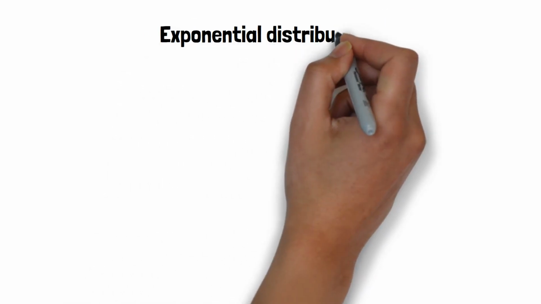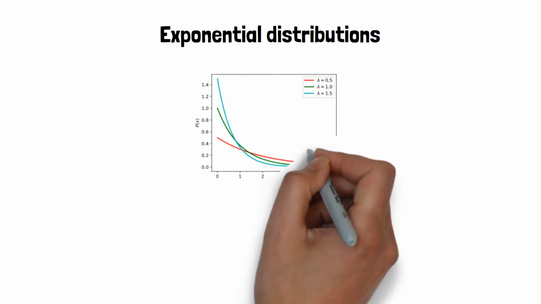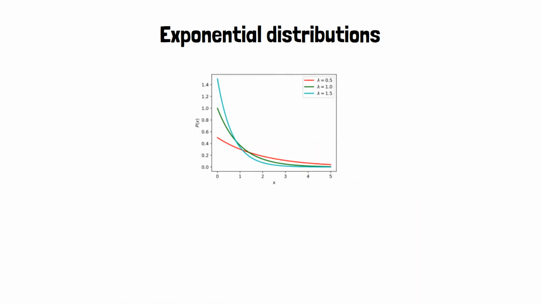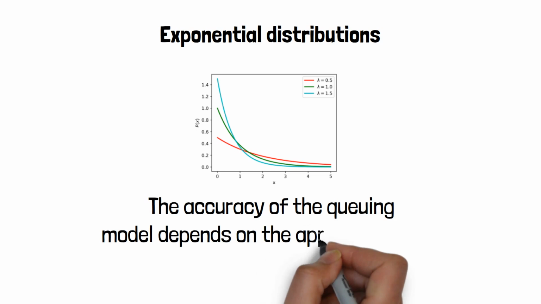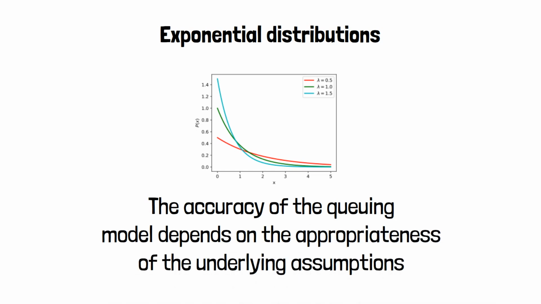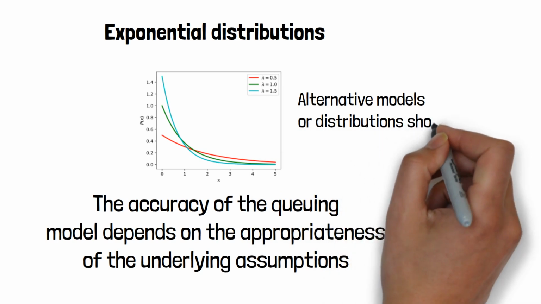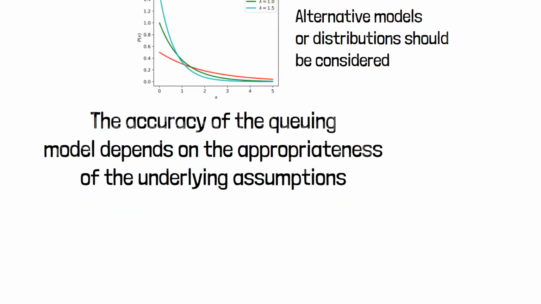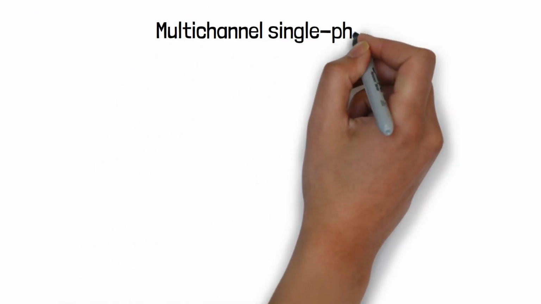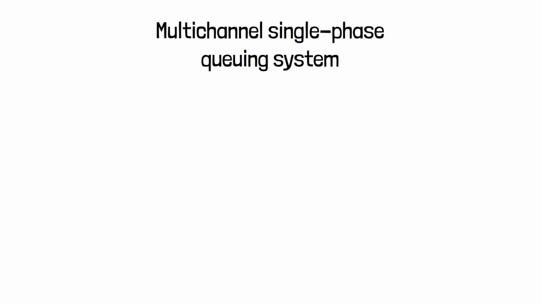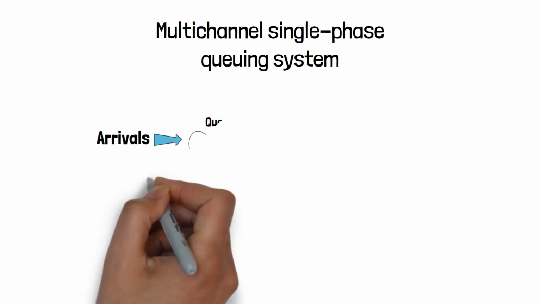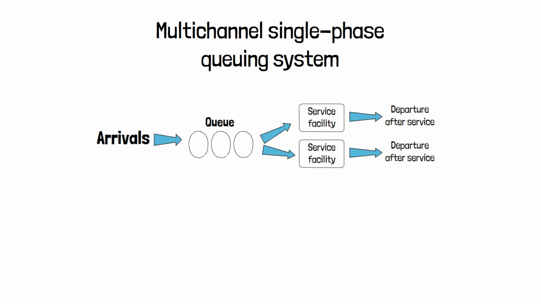Before using exponential distributions to build queuing models, the quantitative analyst should determine if the service time data fit the exponential distribution. This step is crucial because the accuracy of the queuing model depends on the appropriateness of the underlying assumptions. If the service time data do not fit the exponential distribution, alternative models or distributions should be considered. In a multi-channel single-phase queuing system, the arrival will not pass through multiple service facilities. Instead, customers are served at one of the parallel service channels.